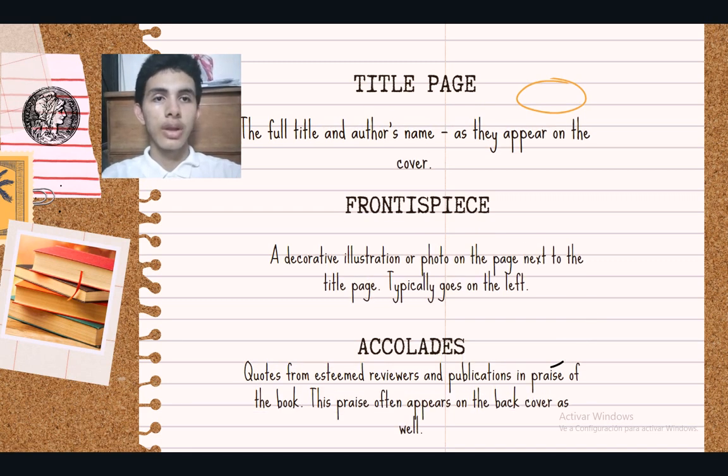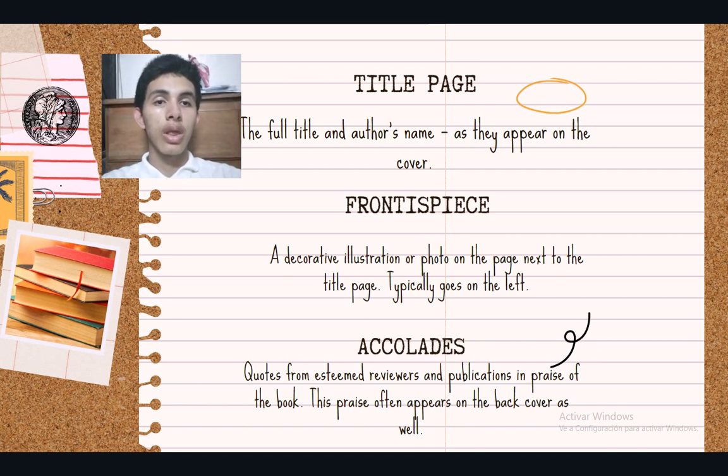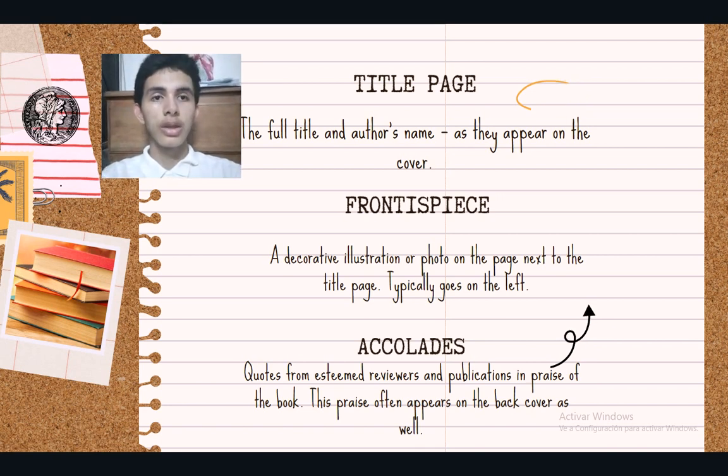Title page. The full title and author's name as they appear on the cover. We also have the frontispiece, a decorative illustration or photo on the page next to the title page. Typically goes on the left. Accolades, quotes from esteemed reviewers and publications in praise of this book. This praise often appears on the back covers as well.